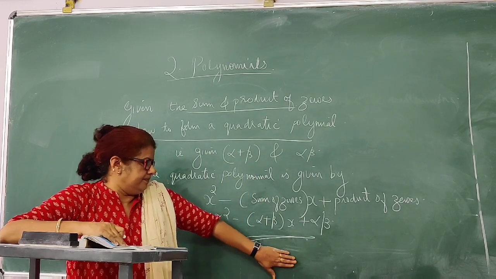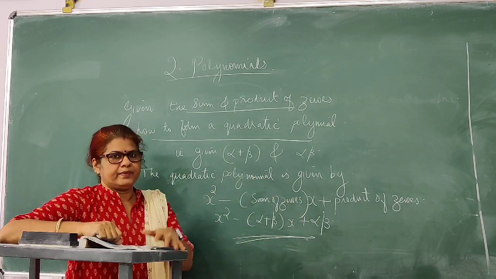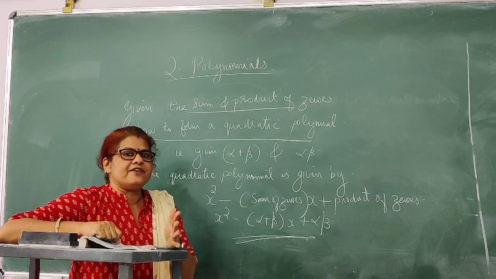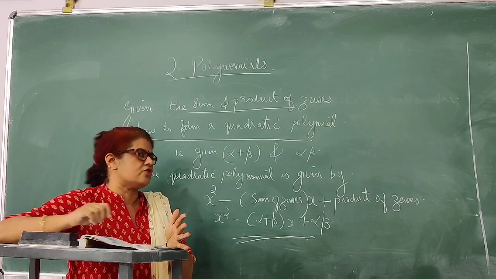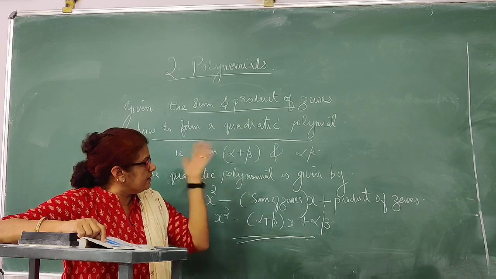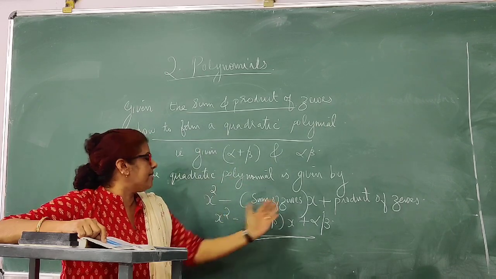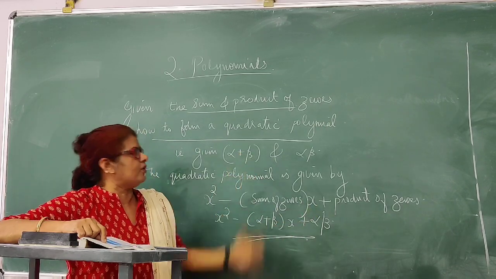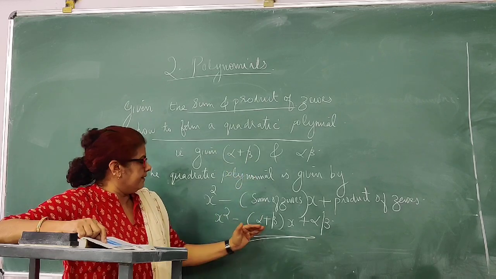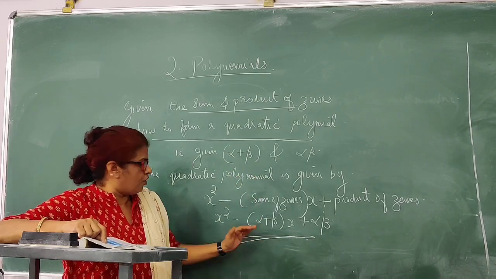This is the reverse question. The first question was to find the zeros and to verify the relationship between the zeros and the coefficients. And this one is, given the sum and product of zeros, you have to form the polynomial. Okay, and I give an example on this.